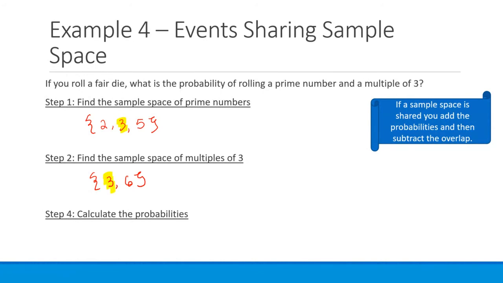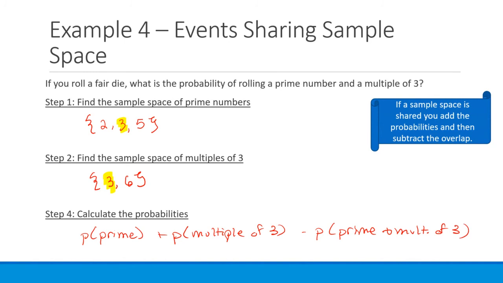So we're going to calculate the probability. So first, the probability of a prime number. So I'm going to just actually write this out. Probability of prime, and then we're going to add in the probability of multiple of 3. And then we are subtracting prime and multiple of 3. The overlap.